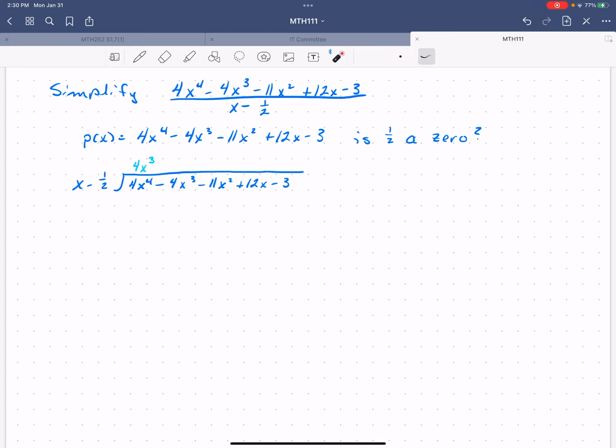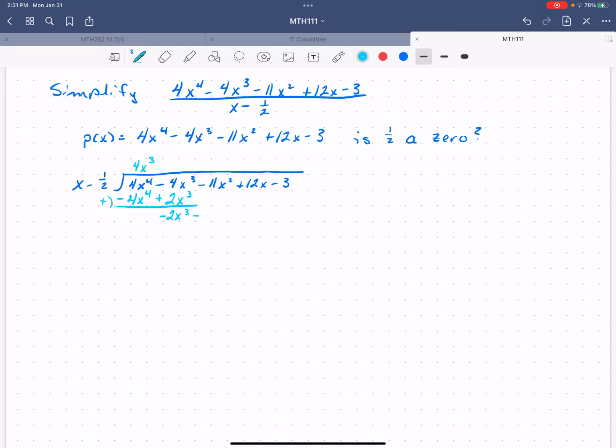Now I multiply 4x^3 through by x - 1/2, and I get 4x^4 - 2x^3. So I write down here 4x^4 - 2x^3, and I would subtract, but subtraction just means adding the opposite, so I'm going to reverse both of those signs so I can add. And I get negative 2x^3.